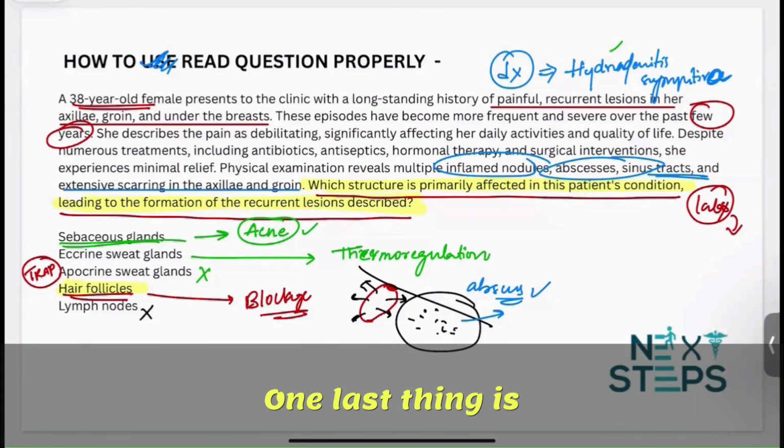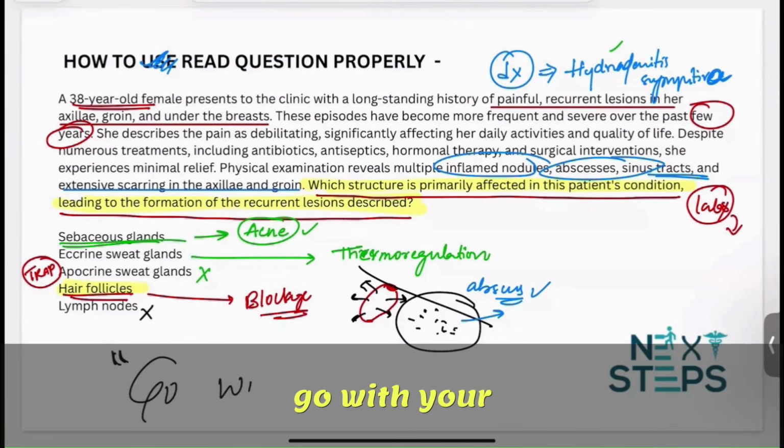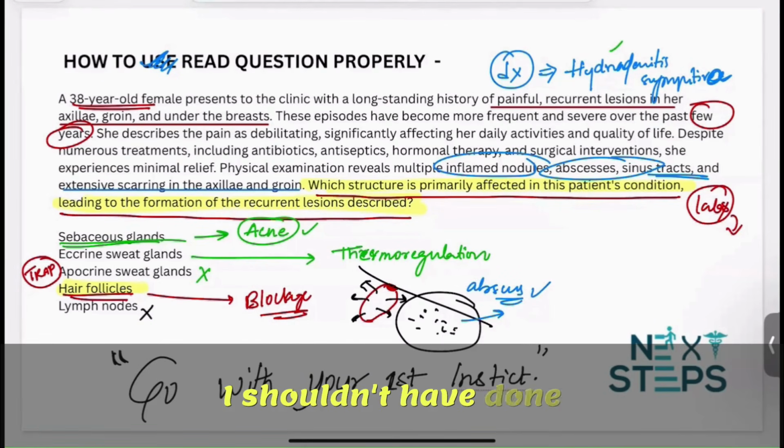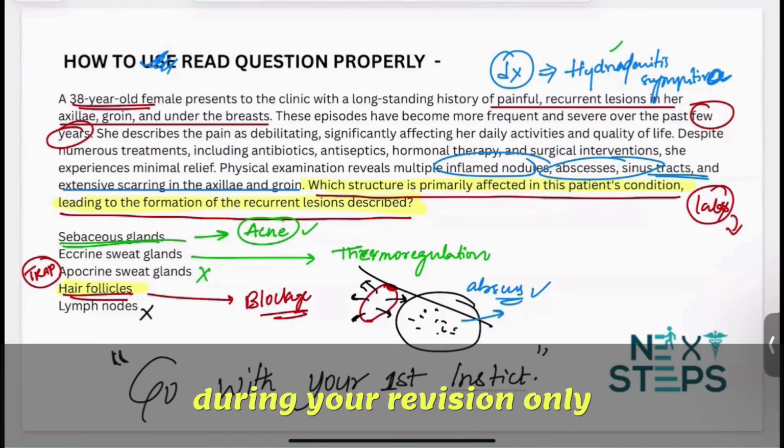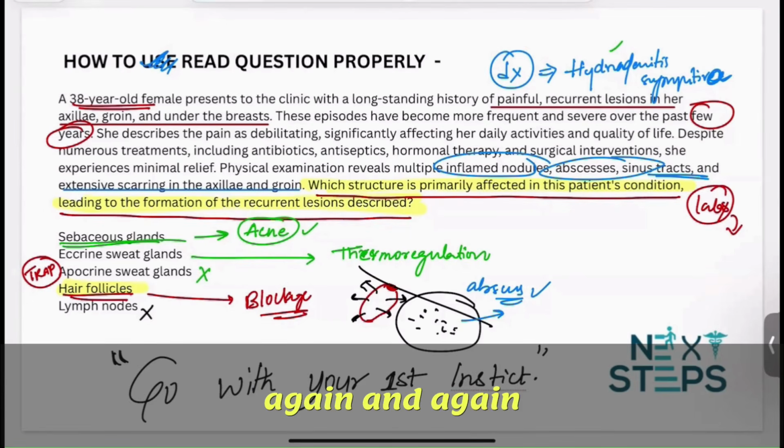Okay, one last thing I would put in highlighted stuff: go with your first instinct. I would highly recommend this. A lot of students, even after doing the final exam, come and tell me, I've changed so many ethics questions, I shouldn't have done that. Don't do it. You develop it during your revision only, that you'll not change options again and again unless the first option that you have marked you felt is a blunder, then change it. Otherwise 99% your first instinct will be correct.